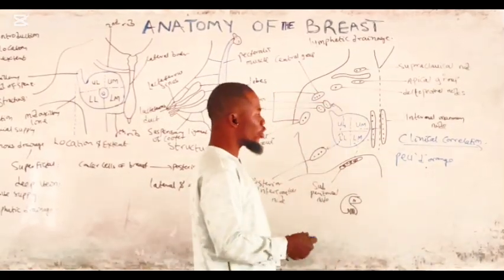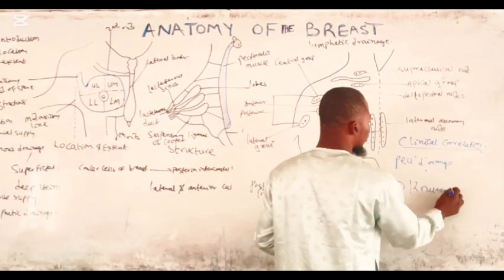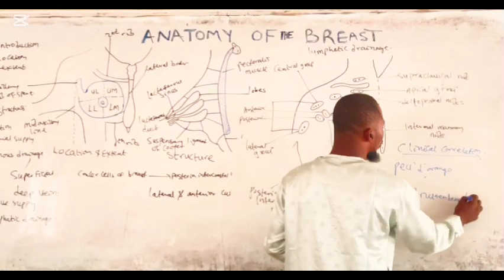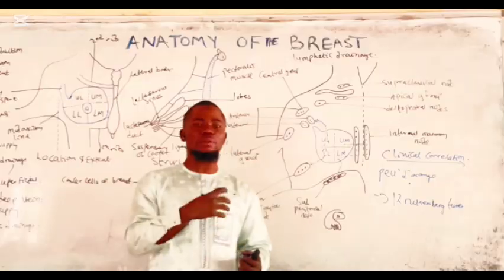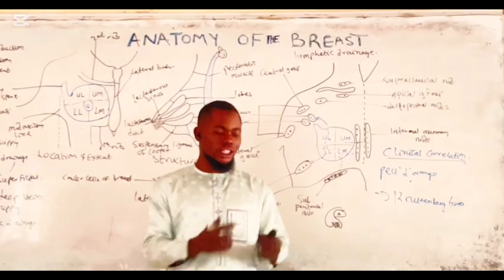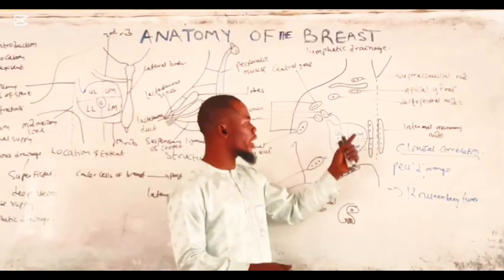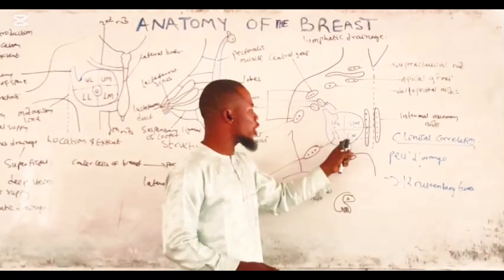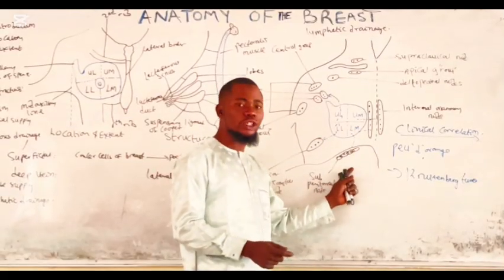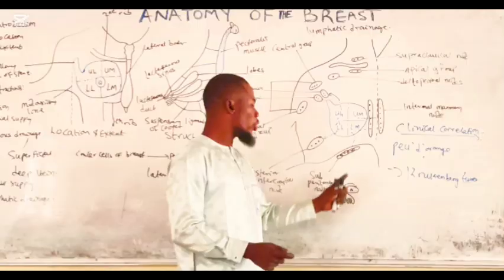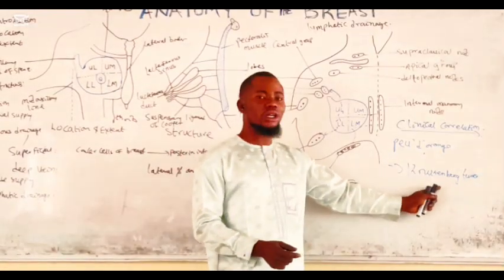Another clinical correlation of the breast is what they call Krukenberg tumor. This Krukenberg tumor is a secondary tumor that is present in the ovary, and it arises from breast cancer. Since we say that the lower medial quadrant of the breast communicates with the subperitoneal node, from there the cancer cells will move to the ovary where they develop a secondary tumor which is known as Krukenberg tumor.